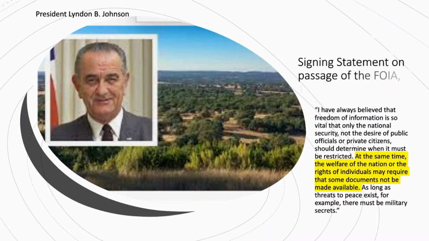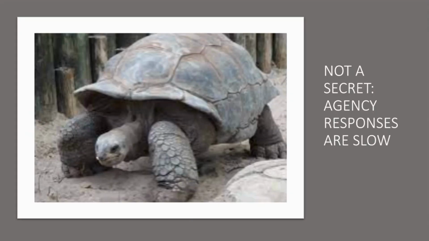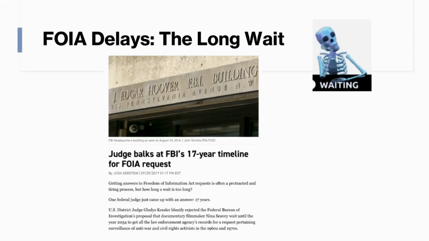Now let me get to FOIA. Lyndon Johnson reluctantly signed our FOIA in 1966. That was exactly 200 years after Sweden's first FOIA in the world in 1766. He was reluctant, but he said in yellow here that at the same time, welfare of the nation may require that some documents not be made available. Hence, the duty to segregate out information that is exempt. And then the AI issue is, how do you find that? The sensitivity analysis, okay?